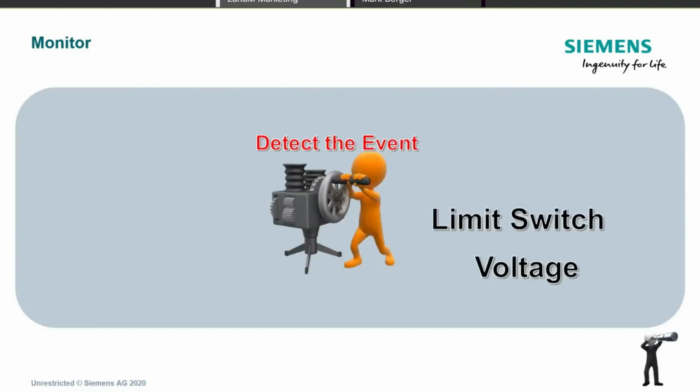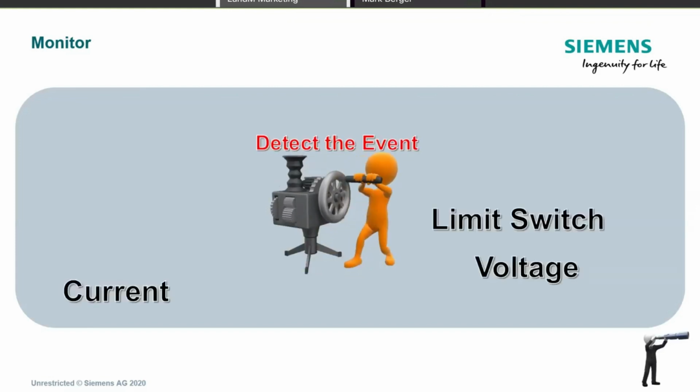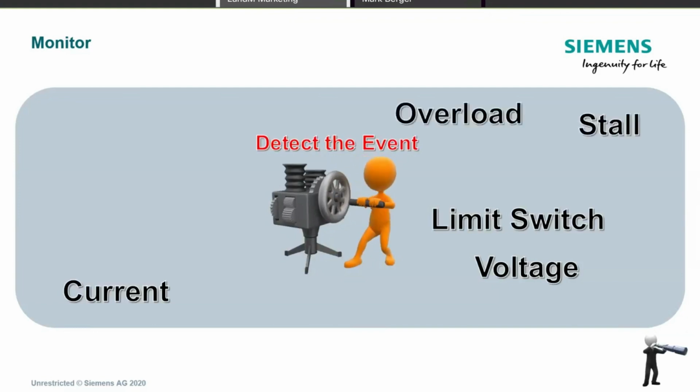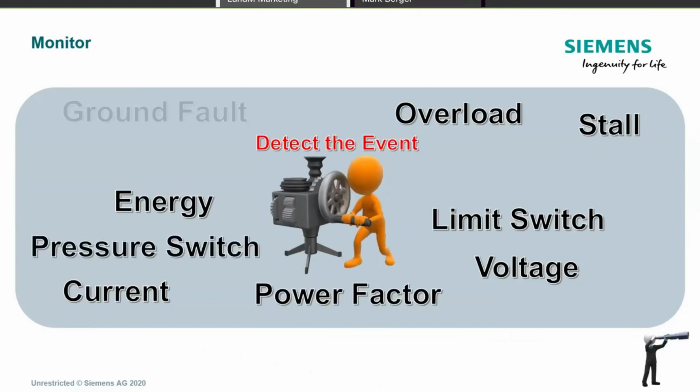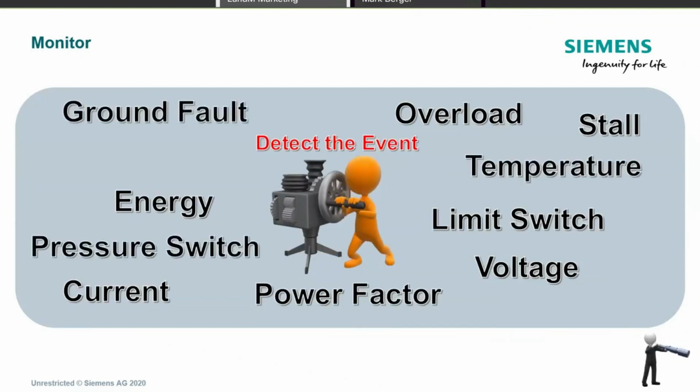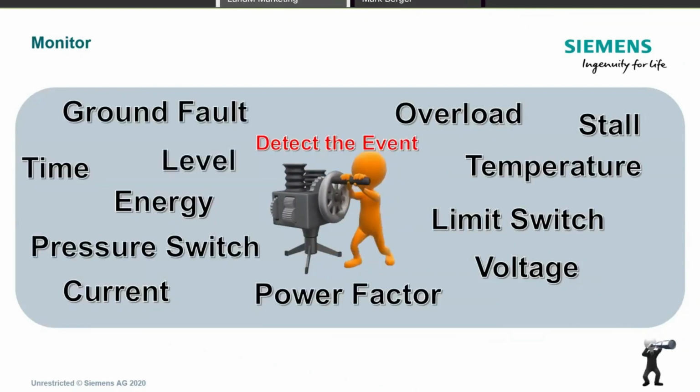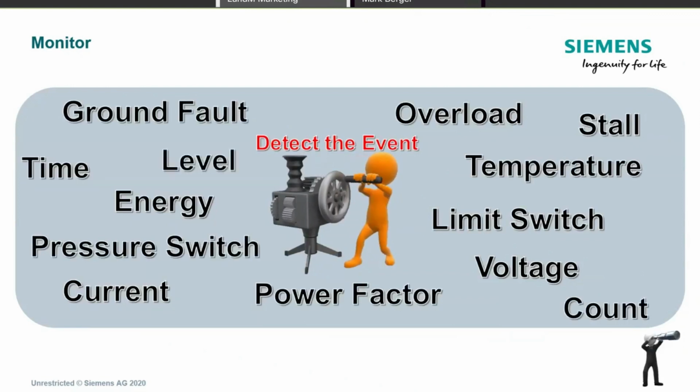So maybe a limit switch, or voltage or current has gone too high, or voltage sags or swells, or loss of phase, overload case, pressure switch. And then we can also monitor energy, kilowatt hours, or we can monitor that a motor is stalled. And again, I've emphasized that we can monitor temperature, and we can also monitor levels, because we can have an analog input into the Simocode of 4 to 20 milliamp. These are all different types of monitoring that the Simocode can provide.